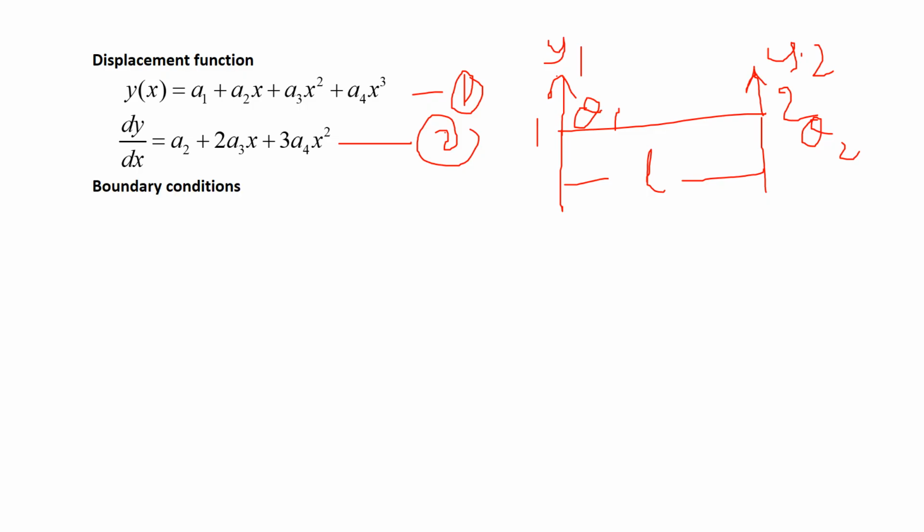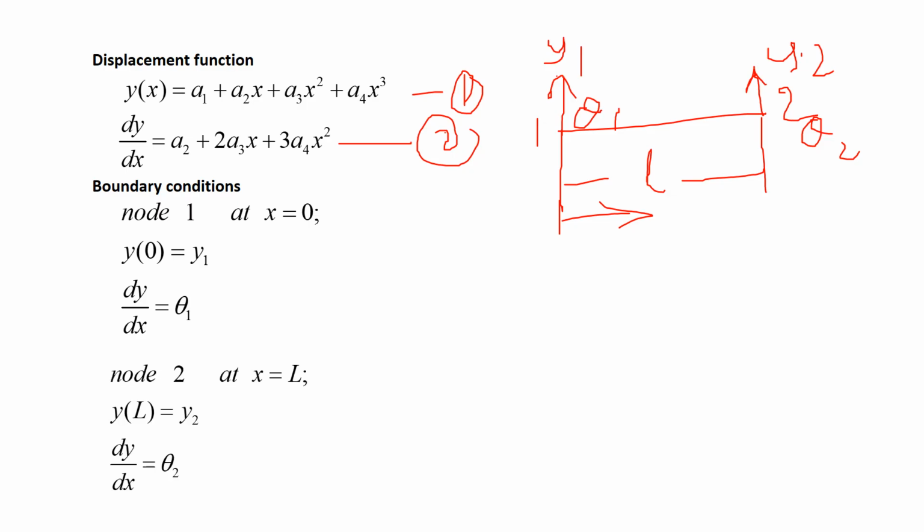So boundary conditions, we know that at node 1 x is equal to 0, because the axis varies from 0 to L. At node 1, what we can say is that x is equal to 0. With x equal to 0, the boundary conditions can be substituted in equation 1 and 2.